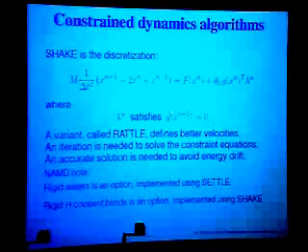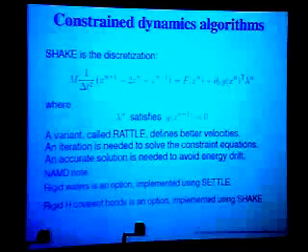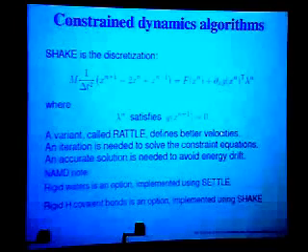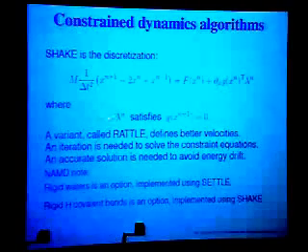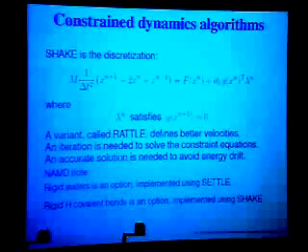So this is a good method. It is symplectic. It is time reversible, even though it doesn't look like it's time reversible. There's a variant, RATTLE, which defines better velocities, but that's mostly cosmetic. We have these equations to solve. They're quadratic equations, but in many variables, so you need an iteration to solve them. And you also have to solve them accurately, otherwise you get energy drift.